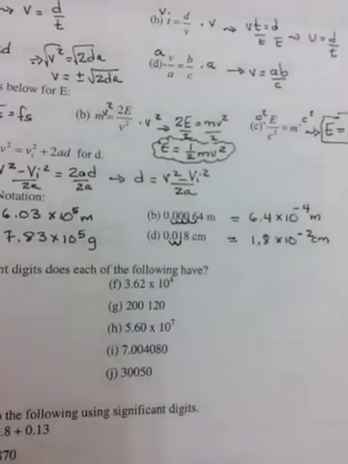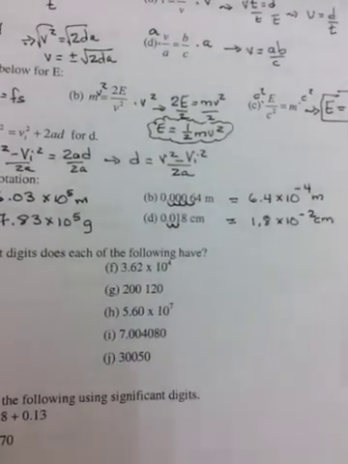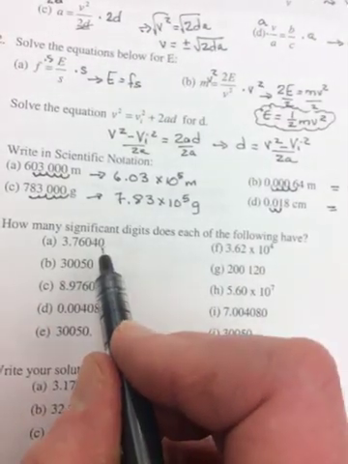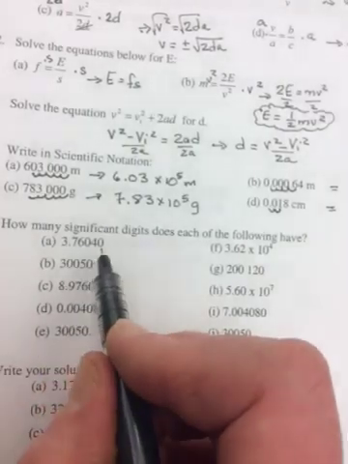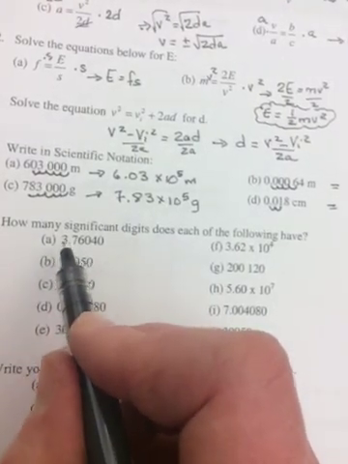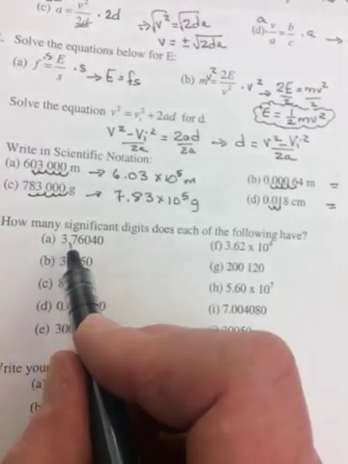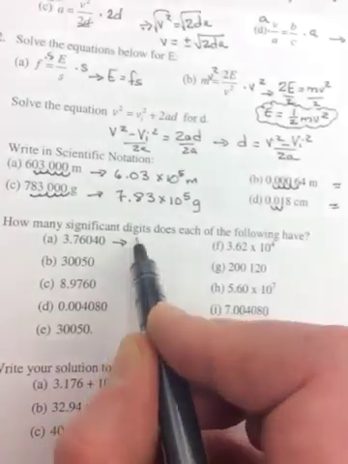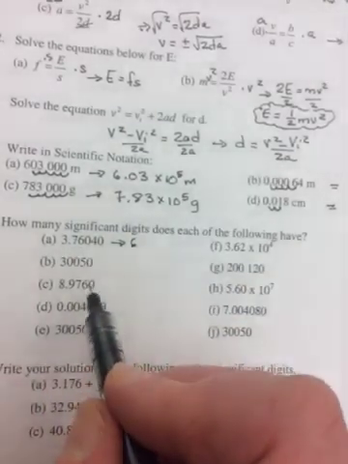Okay? The next question wants to know how many sig figs each of these have. So this 0 in the back in A is going to count because it's after the decimal. Start from the first non-zero number furthest to the left and count right. So 1, 2, 3, 4, 5, 6. So this guy has 6. Okay, all of them count.